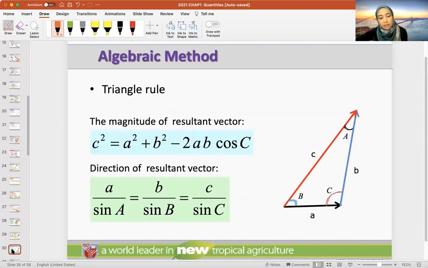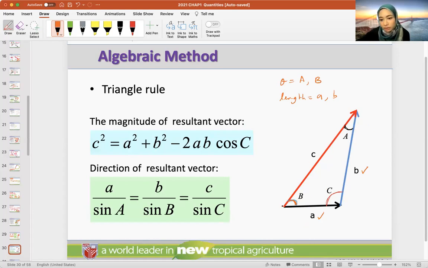Alright, moving on to the next one, triangle rule. So I believe you've studied this in high school. I think this is modern maths code. So first you have a triangle, and you know the length of A, length of B, and you are given the angle of B, which is labeled as capital B. The angles here are A and B, and the lengths given here are small a and small b. You want to find out what is your resultant vector.